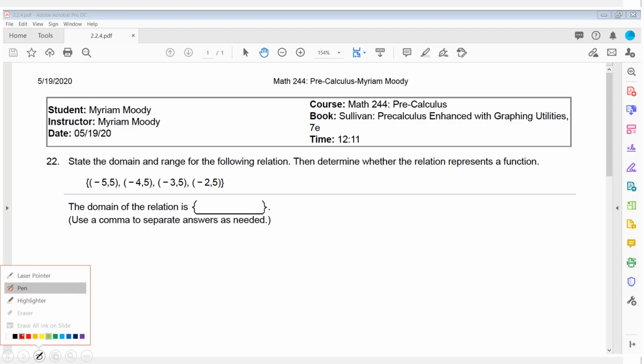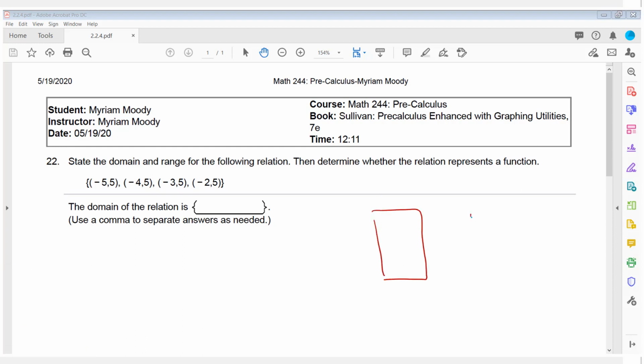So me personally, I always like to identify if it's a function or not, and I like to create my little mapping. Why? Because I'm a visual person, and sometimes I just really need to see this drawn out. So again, these are points made up of x's and y's. My x's are my inputs, my y's are my outputs. So let's see my inputs. I have -5, -4, -3, and -2. And that's interesting, my output appears to be just a single number, 5.